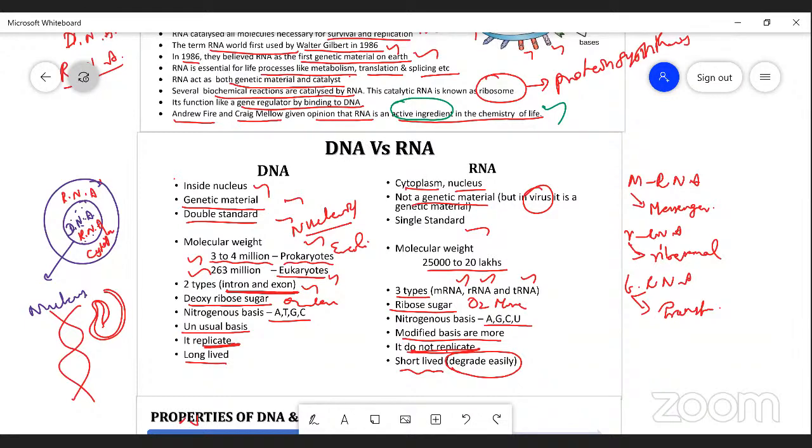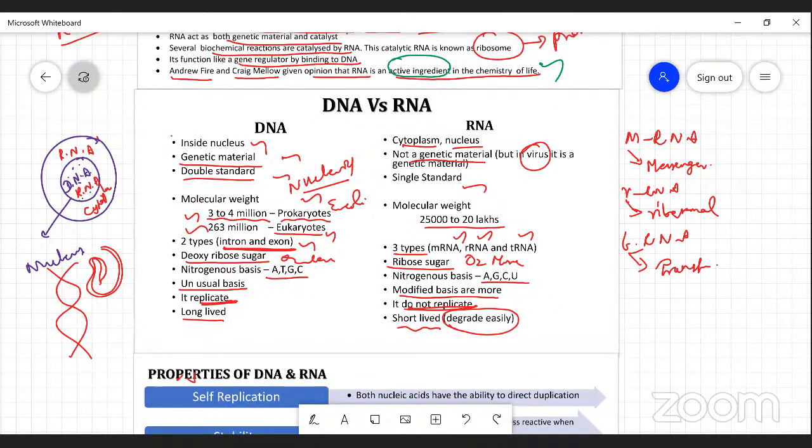Next one, properties of DNA and RNA. That was one of the 3-mark questions here, an exercise question.